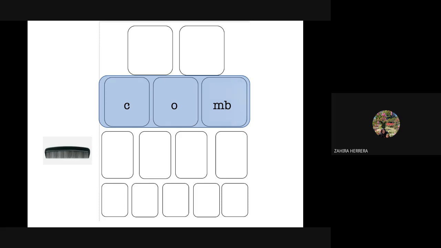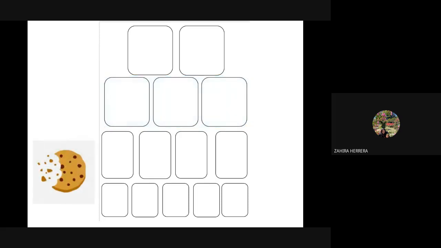Okay, the next word that I have is crumb. Write down the word crumb. If I eat a cookie really fast, I might drop a crumb or two. Crumb. Okay, if you have not written it down, pause me. Remember, you can pause me and rewind me.